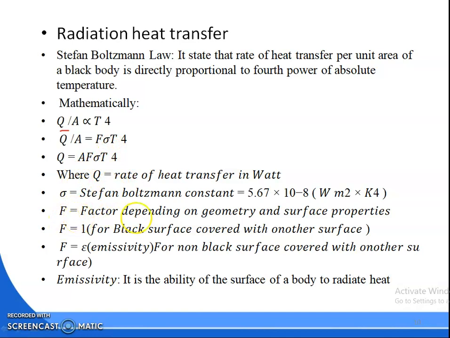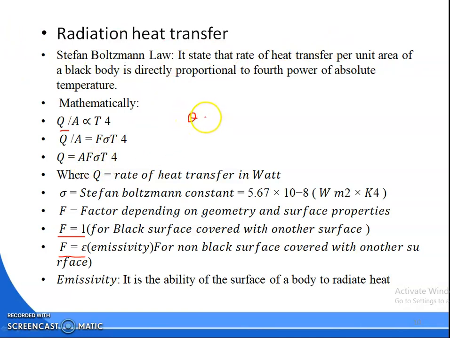So what is your F? F is a factor that depends upon the geometry or surface properties. So F is equal to 1 for what? If the black body is covered by another surface. And F is equal to emissivity for what? For bodies other than a black body. So if I write, this is the rate of heat transfer per unit area of a black body. So for a black body, what is F? F is equal to 1.